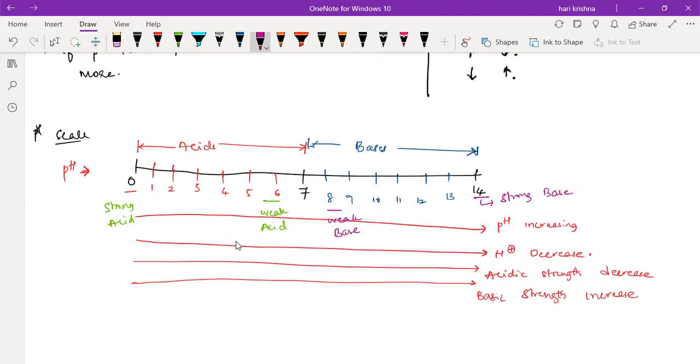Is it clear up to this, everyone? Exactly. Yes. Whether the pH scale is clear or not? Yes, sir. Getting nice sleep. No, sir.